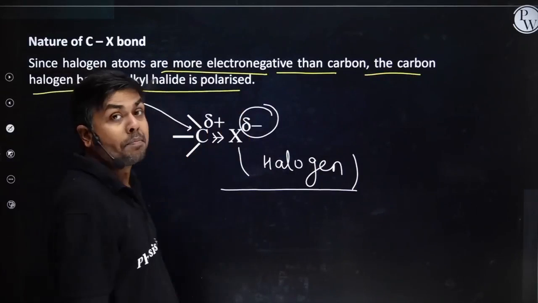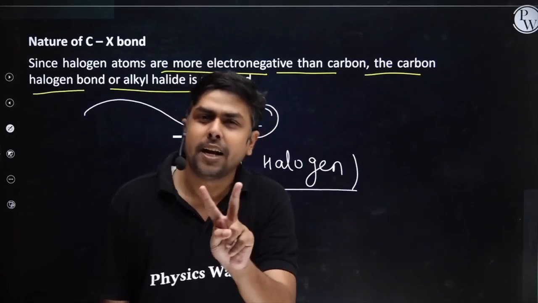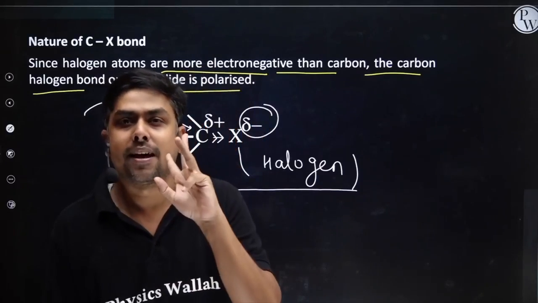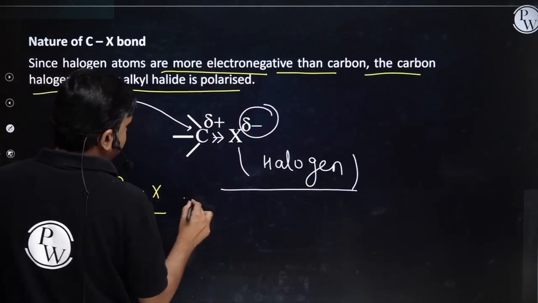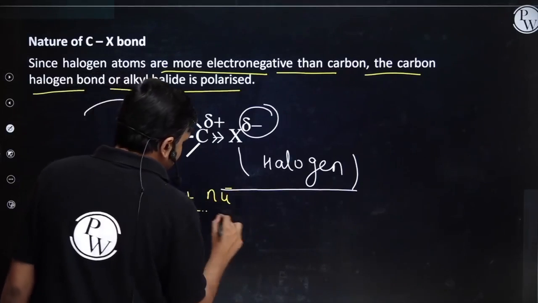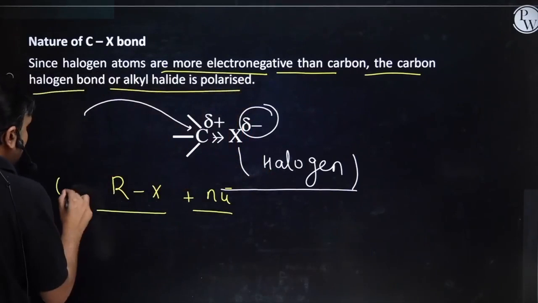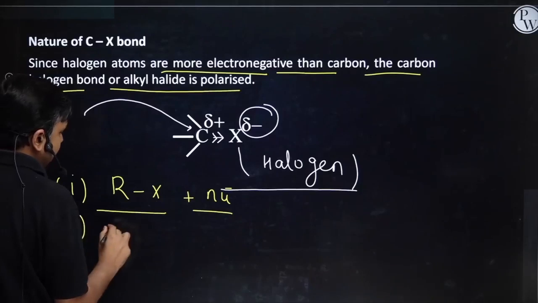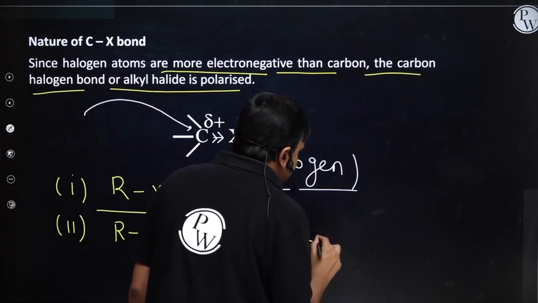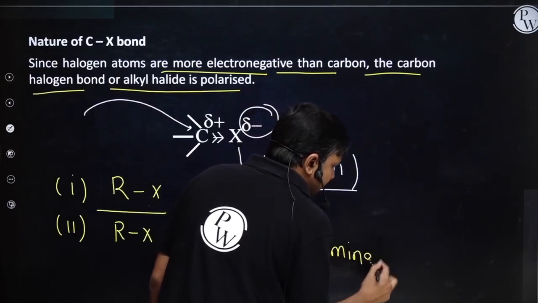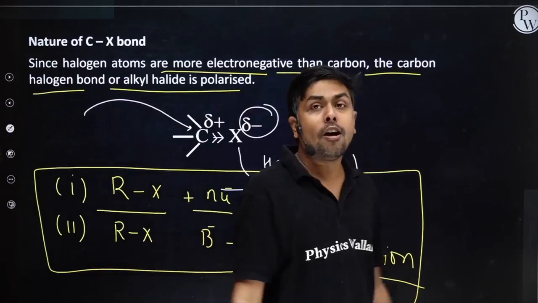So since halogen atoms are more electronegative than the carbon atom, the carbon halogen bond of alkyl halide is polarized. If I talk about the chemical reactions of alkyl halide, it mainly shows two types of reaction. One, nucleophilic substitution reaction: RX treated with a nucleophile Nu minus, the reaction is referred to as nucleophilic substitution reaction. It also shows one more important reaction where an alkyl halide is treated with a base B minus, and here we will have elimination reaction.